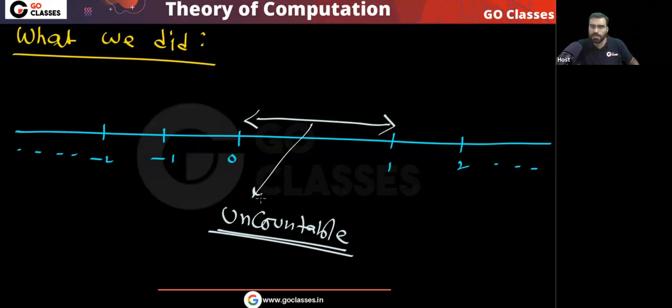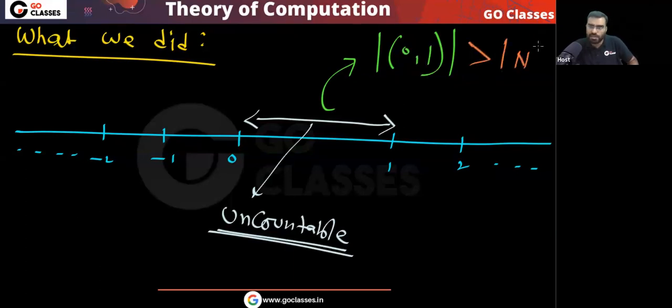This range itself is uncountable, which means the size of this range is strictly greater than the size of natural numbers. So do you agree that the entire real line will be uncountable? This range itself has size strictly more than natural numbers, so the real line also has, yes or no?